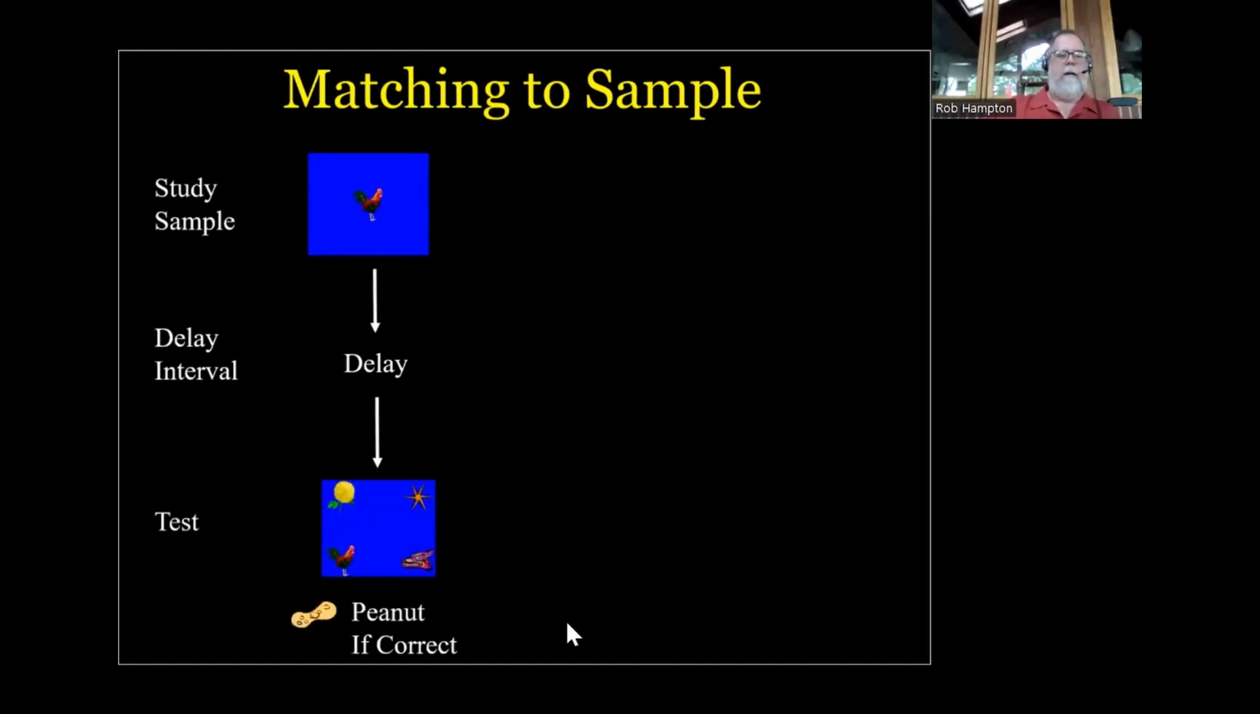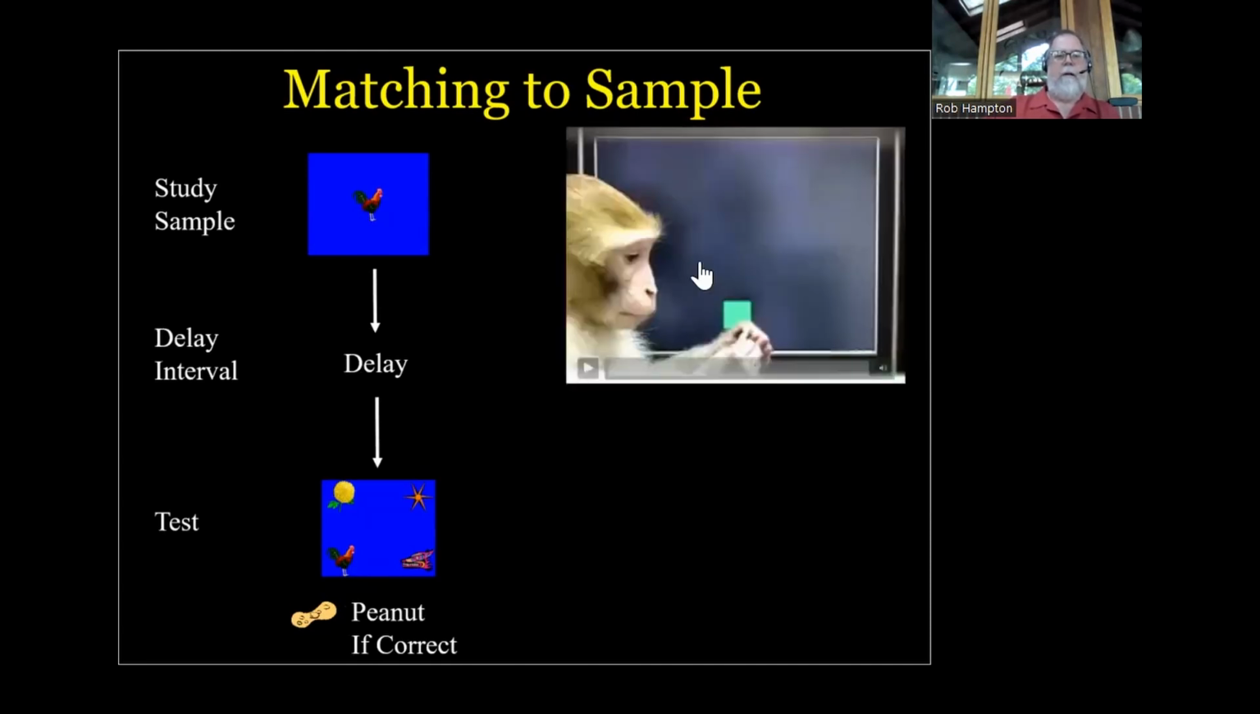And at test, it's going to get presented with the picture it saw at the beginning of the trial, and several distractors that it's not supposed to choose. If it chooses the one that it saw at the beginning of the trial, in this case, picking the rooster again, by touching the bottom left, it can get a food reward, which might be a peanut or a primate pellet. I'll give you just a quick little video of a monkey in our lab doing one of these tests.